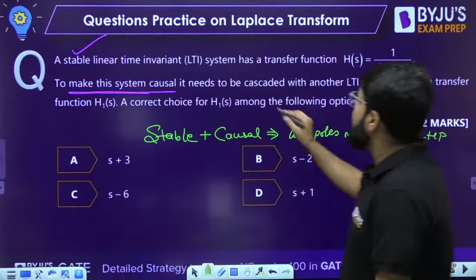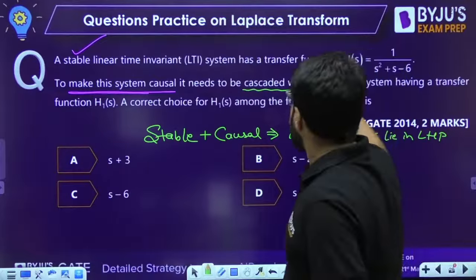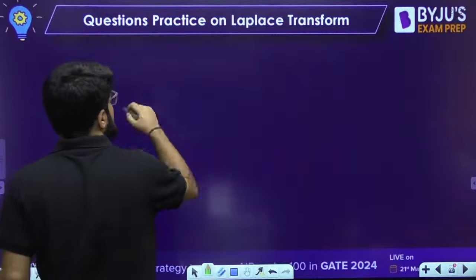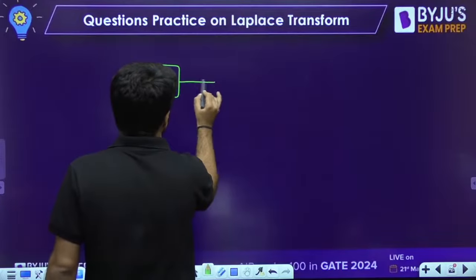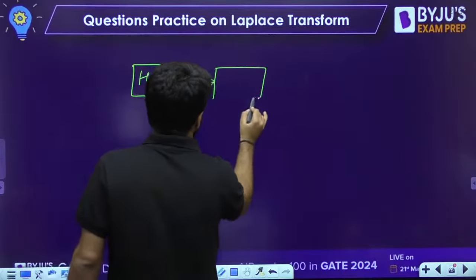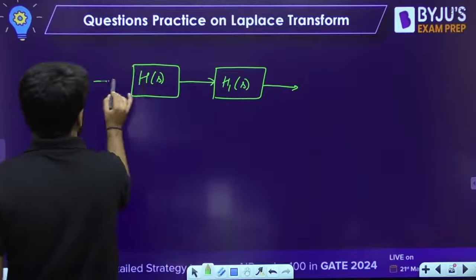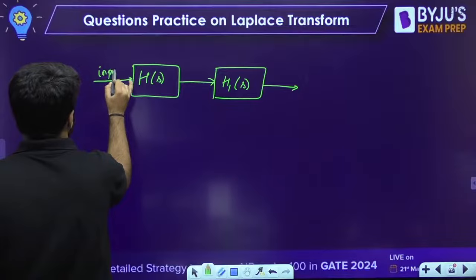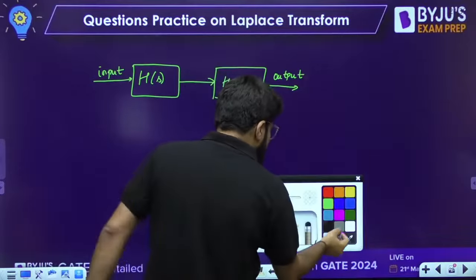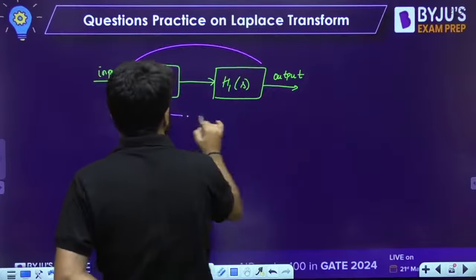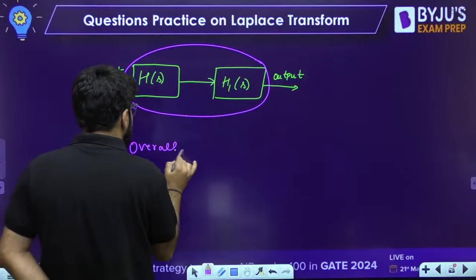Okay. Now they are cascaded. When two systems are cascaded, the transfer functions are multiplied. This is H1, this is HS. So there is one system which is HS. It is cascaded, that is connected in series with another system which is H1S, to give the final output. This is the cascade connection. So what is the combined overall transfer function of cascaded systems?